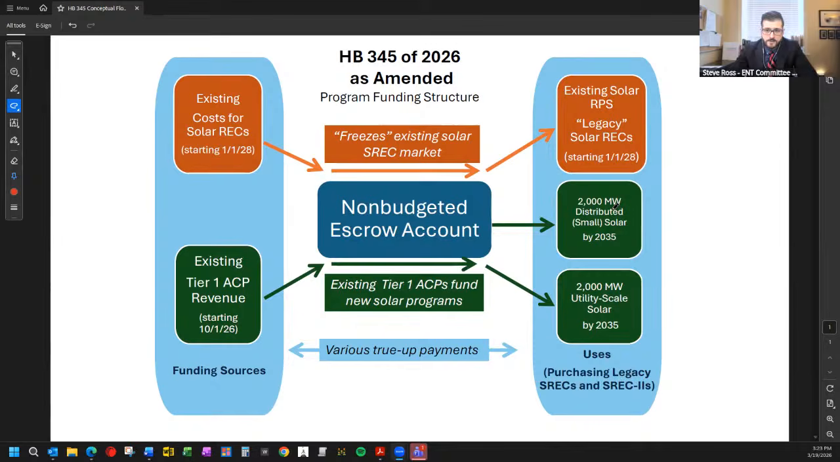That accurately describes the current situation: diversion from CEF to an escrow account. Yes. Okay, so now in this drawing, will that mean all the tier 1 ACP revenue goes into this non-budgeted escrow account? Yes. Same thing. That is the same concept as introduced.